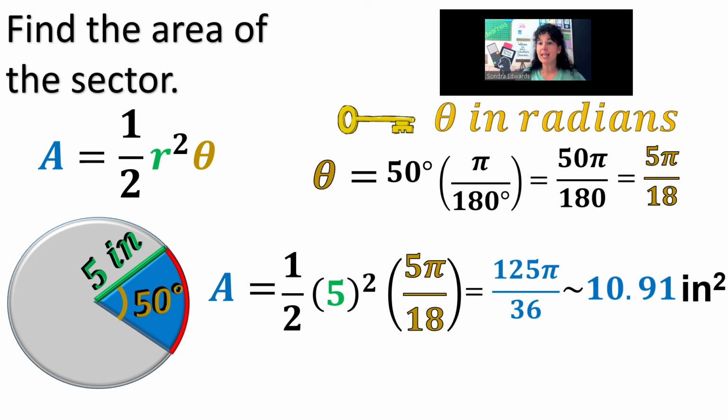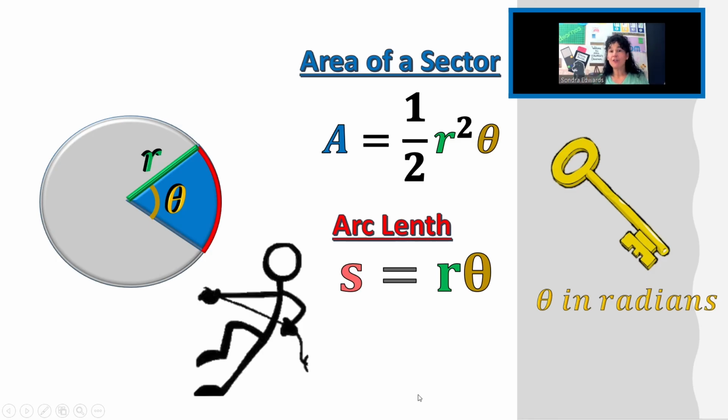of 10.91 square inches. So I think you'll find these two formulas to be relatively easy to use, provided you remember that whenever you want to substitute an angle measure, be sure not to substitute an angle in degrees, but substitute an angle measure in terms of radians.